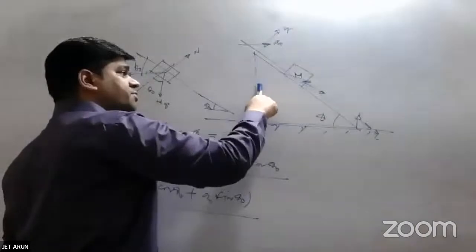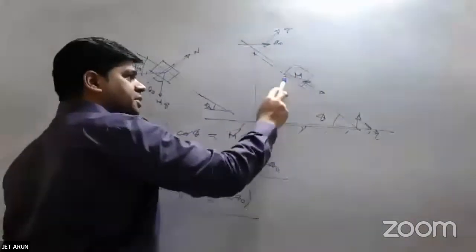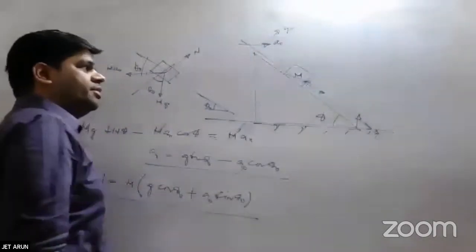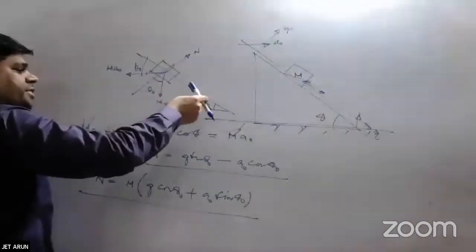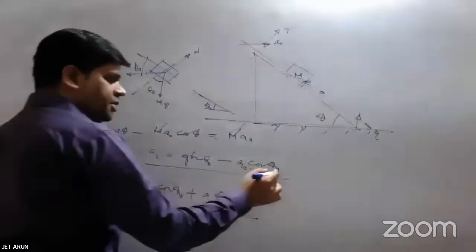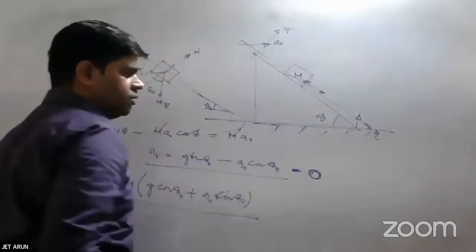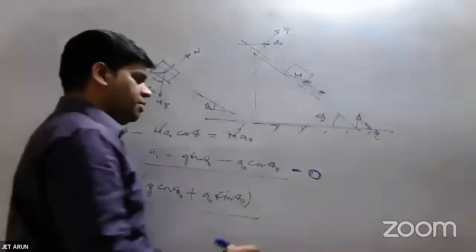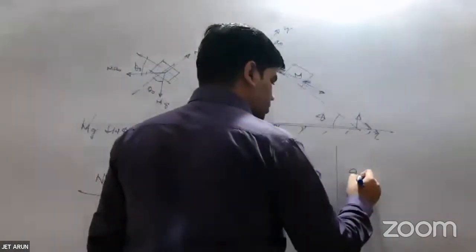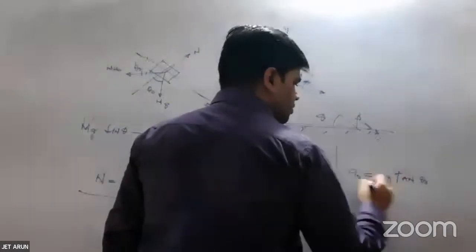But when the wedge is moving with an acceleration a naught, we have got a pseudo force which is opposing this mg sin theta force. So its component ma cos theta is opposing mg sin theta. So there is a possibility that this can become 0. At what acceleration does it become 0? A naught is equal to g tan theta.